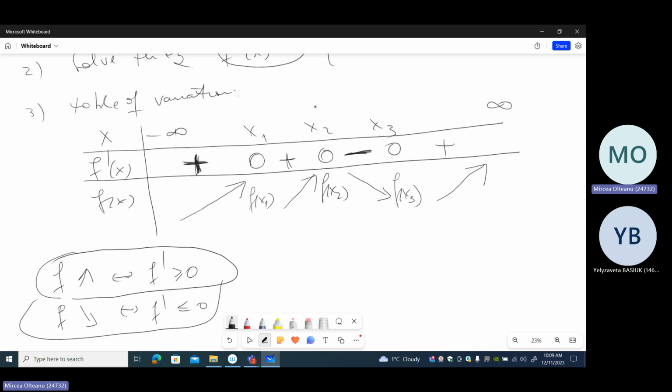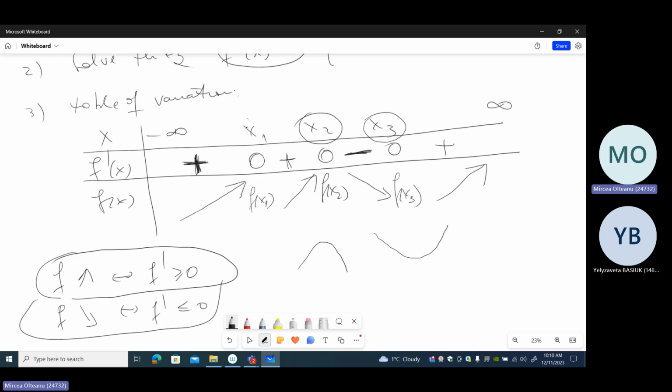For example, x2, is it a local minimum or local maximum? It's a local maximum, of course, because the function is increasing and then it is decreasing. x3, it's what? It's a local minimum. The function is decreasing and then it is increasing. So it's a local minimum.